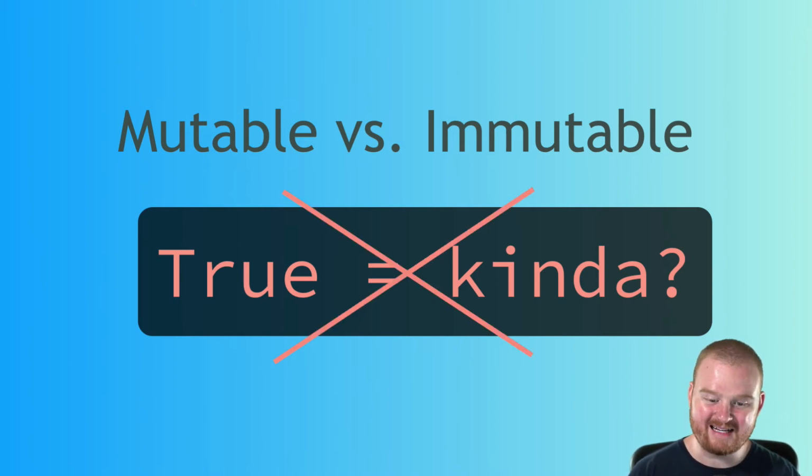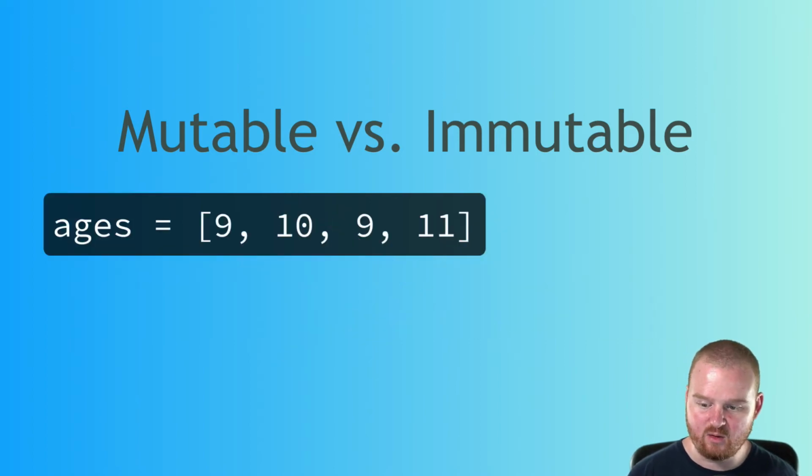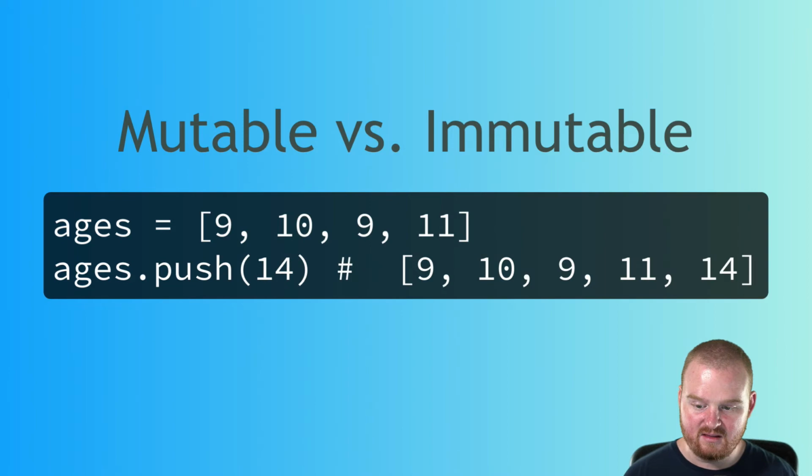A mutable object can change. Here we have an array or a list, and this list has 4 values. It has 9, 10, 9, and 11. These might be ages or these might be other values, but the underlying type for this collection of values is called a list. A list or an array in some languages can change.